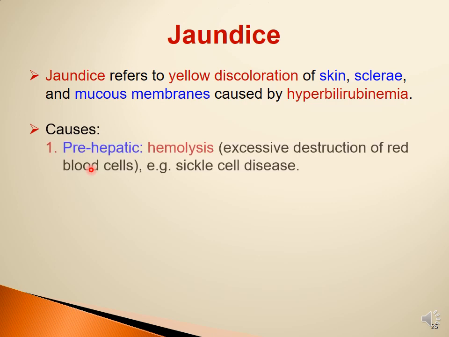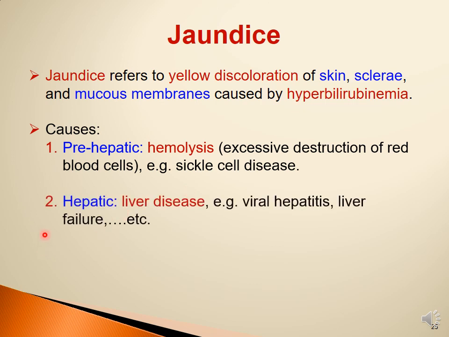What are the different causes? We can divide them based on their relation to the liver. So one type is called prehepatic jaundice, because here the cause of jaundice is something not related to the liver, like excess destruction of red blood cells in hemolysis. Excessive destruction of red blood cells will produce a large amount of bilirubin, and this large amount exceeds the maximum capacity of the liver to deal with it. And this happens, for example, in sickle cell disease.